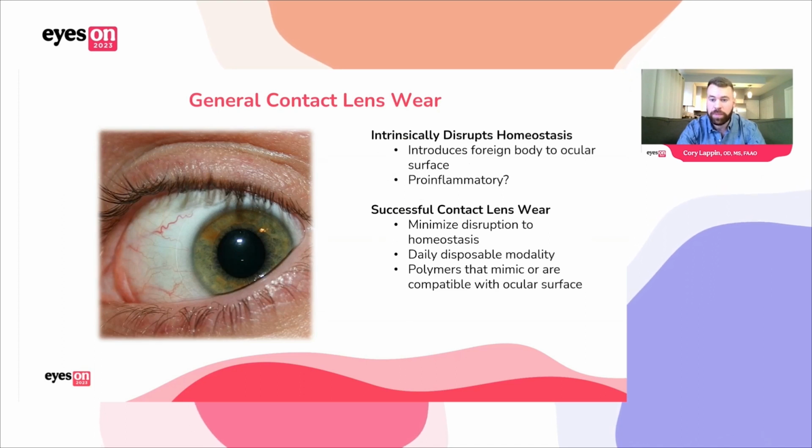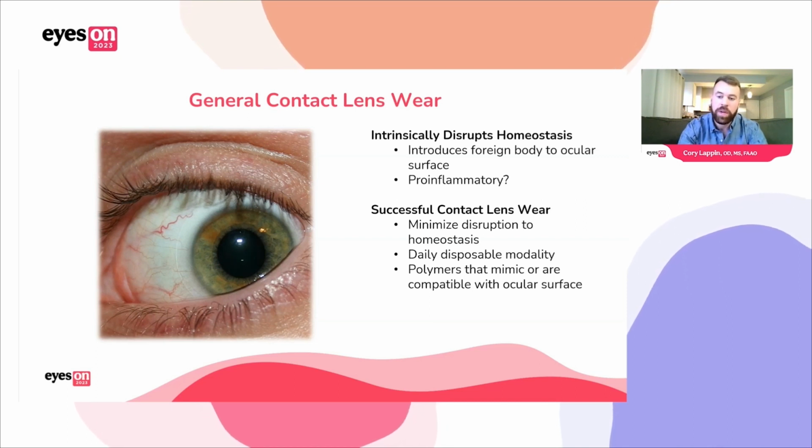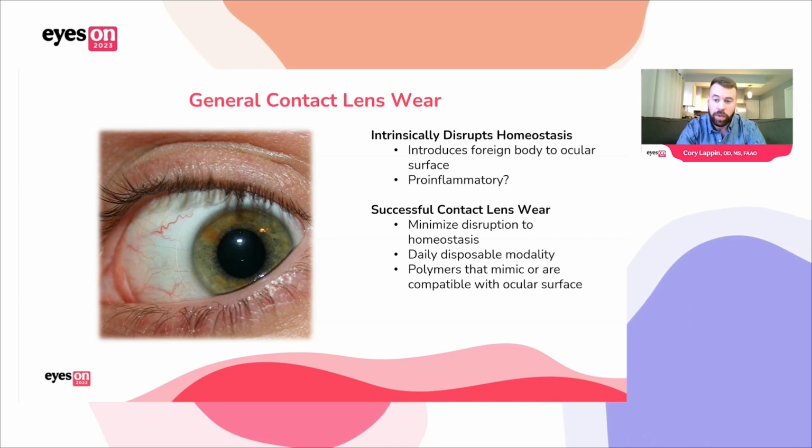And then there's the disruption to homeostasis that we are directly responsible for, which is contact lenses. So by their very nature, contact lenses disrupt homeostasis because we are introducing a foreign body onto the ocular surface. And it has even been suggested that contact lens wear in general is inherently pro-inflammatory for this reason. So the goal of contact lens use should be to minimize the disruption to homeostasis.